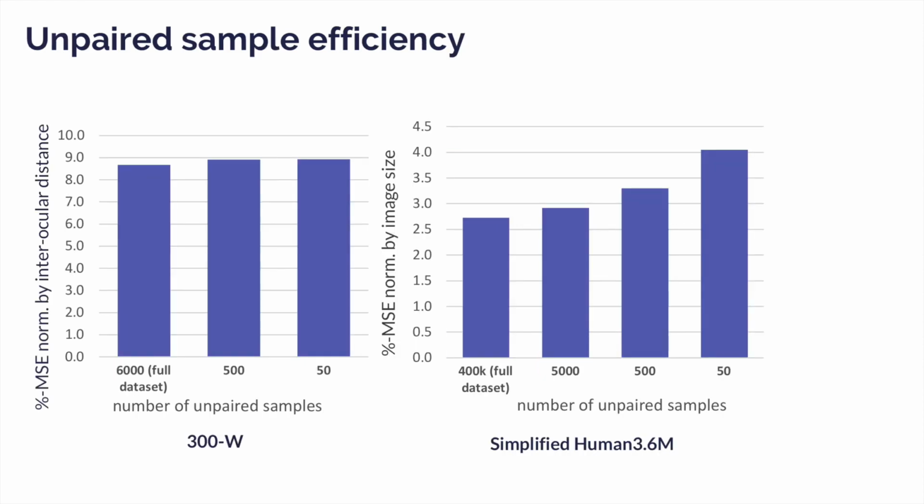The method requires only a small number of unlabeled examples to train the discriminator. The figures show that the keypoint detection performance is not sensitive to the number of unpaired samples and can perform reasonably well with just 50 unpaired keypoint examples.